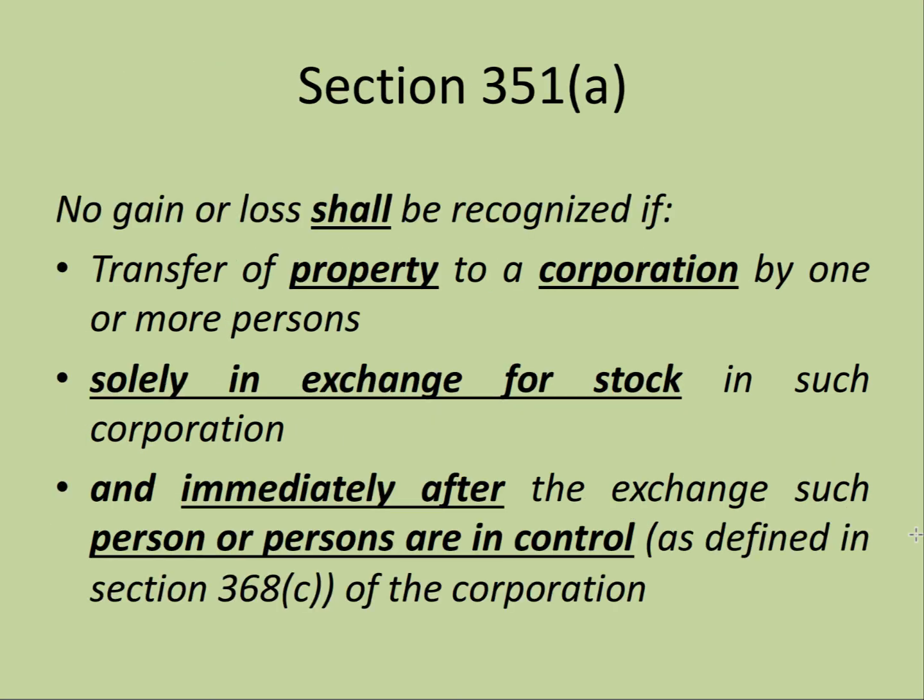Here is the current code again. No gain or loss shall be recognized if there is a transfer of property to a corporation by one or more persons, that's the first criteria that we have to meet, solely in exchange for stock in such corporation, that's the second, and third, immediately after the exchange, such person or persons are in control, which is defined in 368(c), of the corporation. Now, I've underlined some key words because all of those have their own definitions. We're going to go through all three of these criteria. Now, this is going to be a checklist approach. You must meet all three to get section 351 non-recognition treatment.